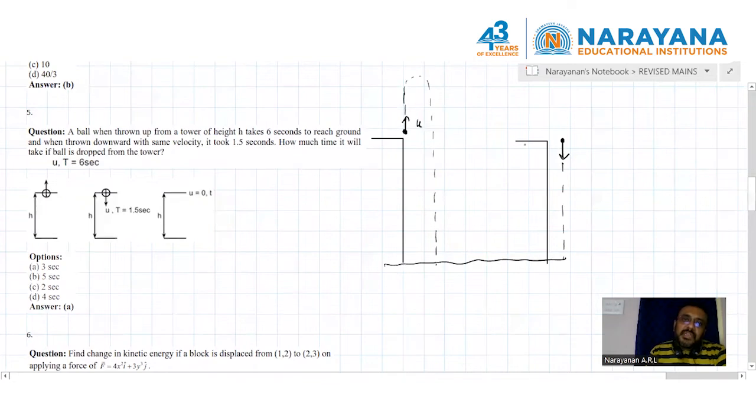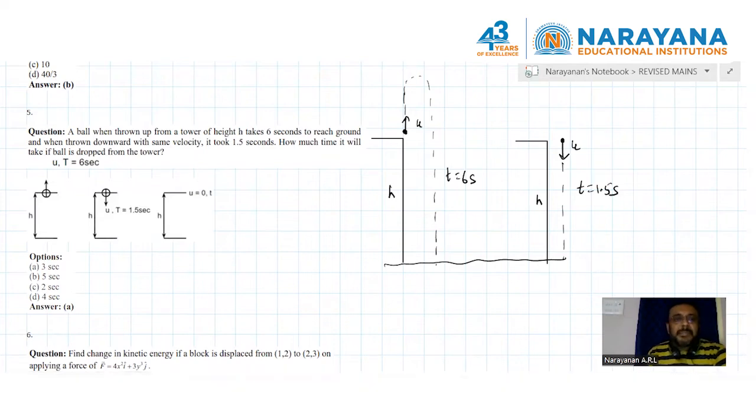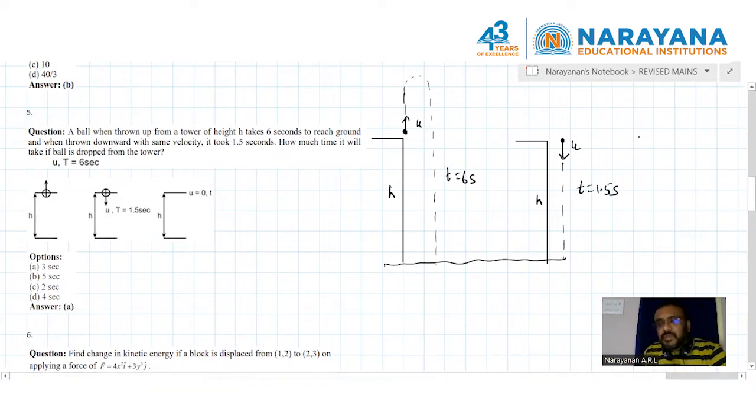Both are thrown with the same speed, so the height of the tower is the same. For this, the time taken is 6 seconds. For this, the time taken is 1.5 seconds. So how much time will it take if the ball is dropped? He's asked what is the time taken for the ball to drop.